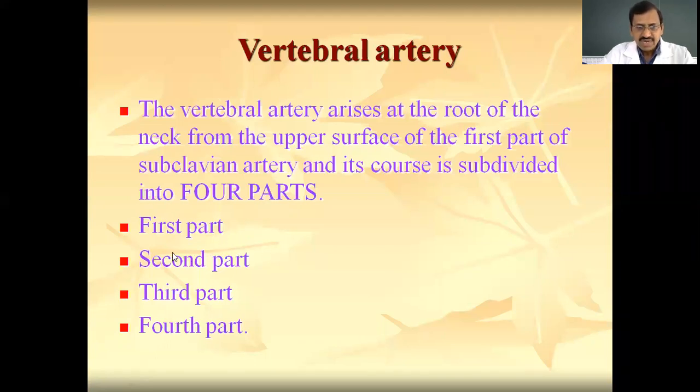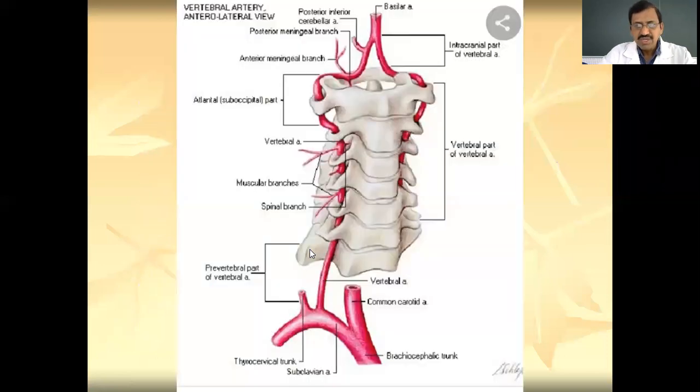And next is the second part. The second part of the artery is within the transverse processes of the cervical vertebrae. You see, this is the subclavian artery, and from here to here is the first part of the vertebral artery. One point to remember: it does not pass through the foramen transversarium of C7. It passes through the foramina transversaria of C6, C5, C4, C3, C2, and C1. This part of the vertebral artery is called the second part.